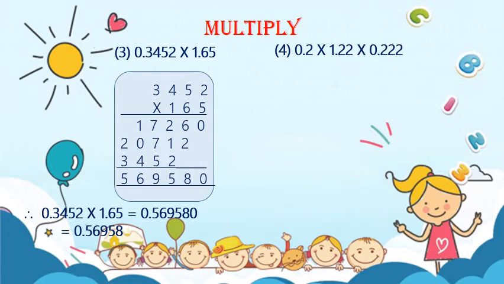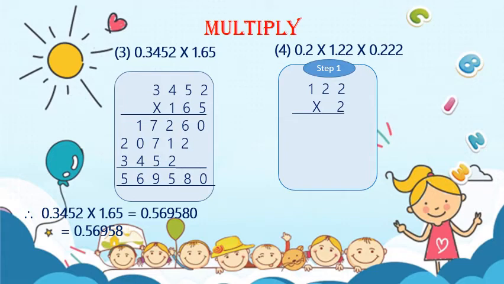Now children, let's come to the next question, which is 0.2 multiplied by 1.22 multiplied by 0.222. So here we are multiplying 3 decimal fractions. But the rule will remain the same. Means the step will remain the same. First we have to change these 3 decimal fractions into whole numbers and then we will multiply them. So 0.2 will become 2, 1.22 will become 122 and 0.222 will become 222 and then we will multiply them.